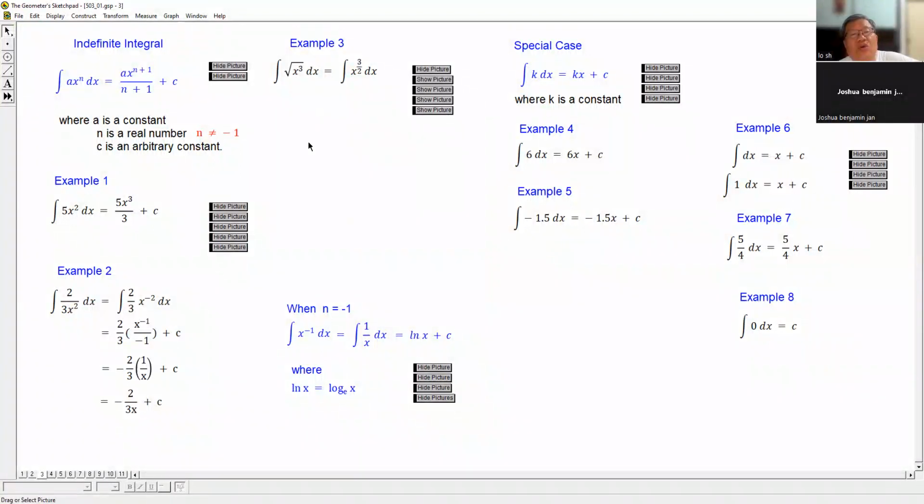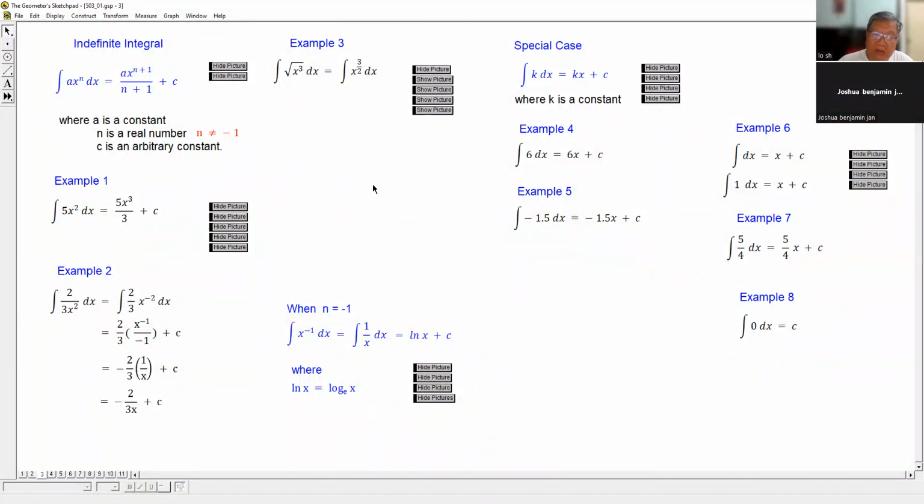Square root of x cubed. Square root means half. Then cube, you put at the top there. So what you want to integrate, square root of x cubed, means you want to integrate x to the power of 3 over 2. Where does the 3 come from? The 3 comes from here. Where does the 2 come from? The 2 comes from the square root. So I want to integrate a function with the index as a fraction.